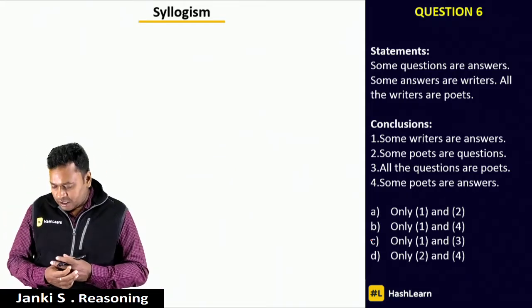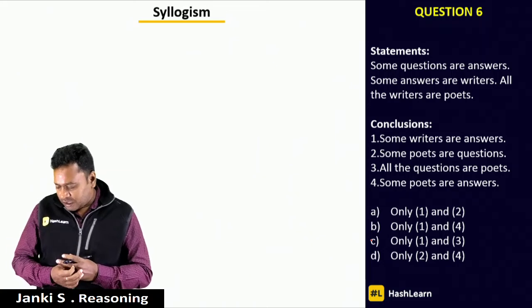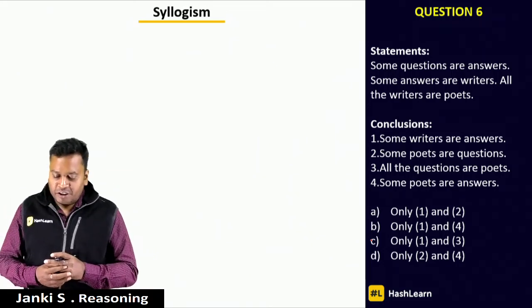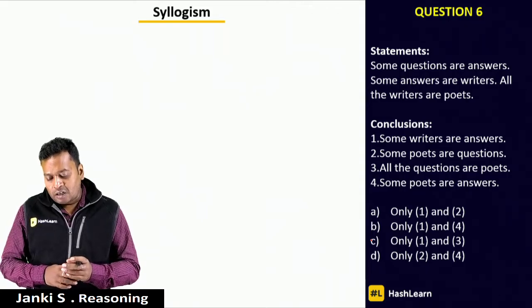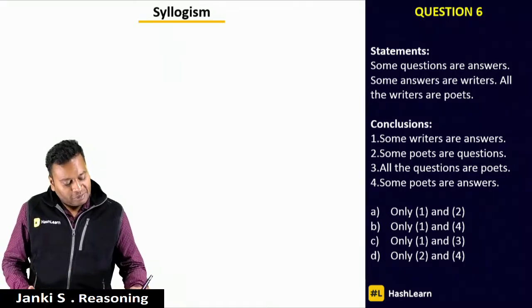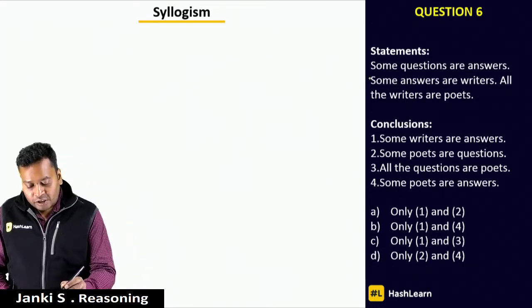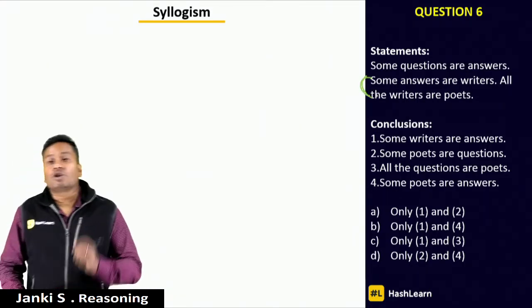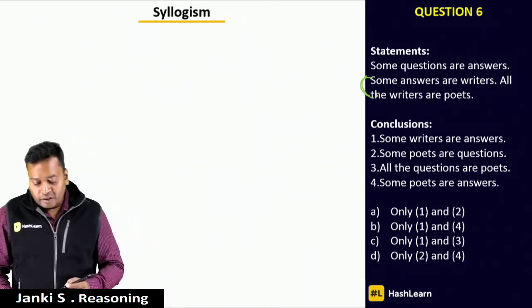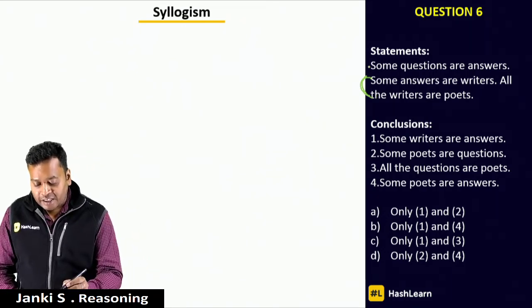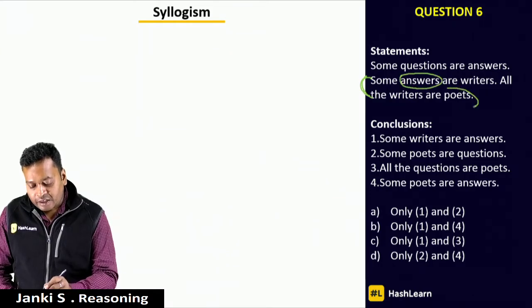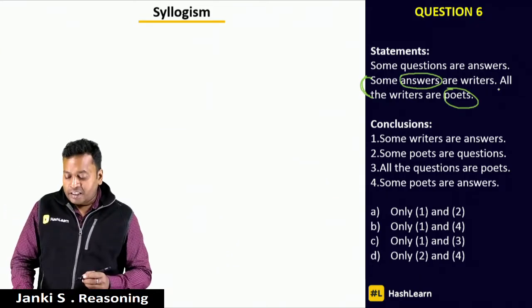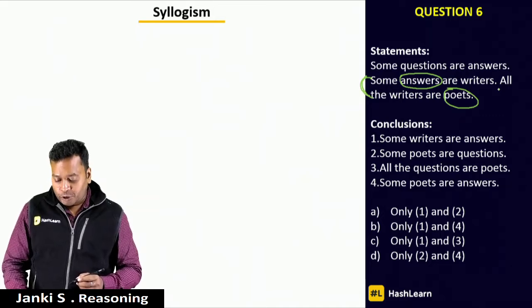Let's talk about question number 6 then. Some questions are answers, some answers are writers, all the writers are poet. Same condition. Let's try to identify again. I'll mark the values. Some and all will always give you the format in terms of some, right. So some answers are writers and all writers are poets. So that means I can have a relation between answer and poet, right. So some answers are poet should be the format.